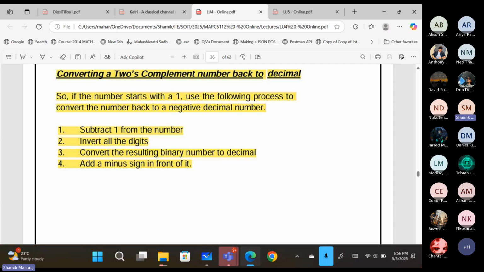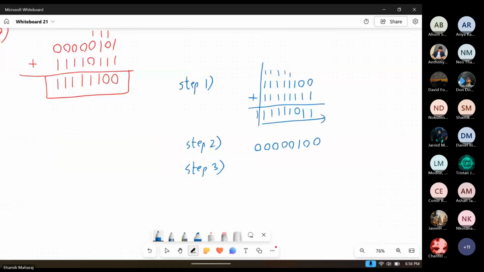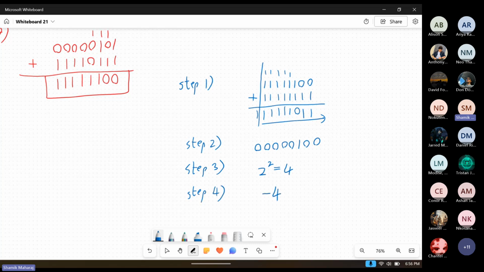Convert the resulting binary number to decimal and then add a minus sign. Convert this to decimal, so that's going to be, okay, it's looking promising. That's going to be 2 to the power 2, which is 4. And step 4 is to add a minus sign in front of it. So that gives us -4. So that means what we have above here is -4, which is exactly what we wanted. Thank goodness it worked out, because I don't think we have time to do that again.